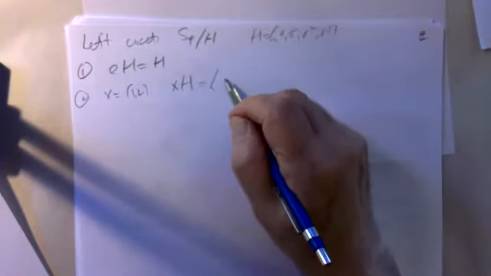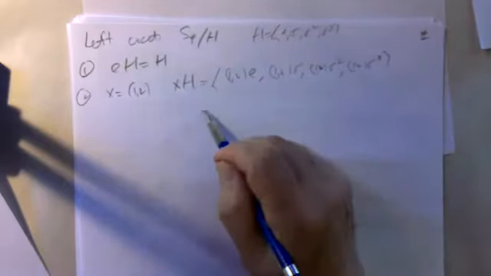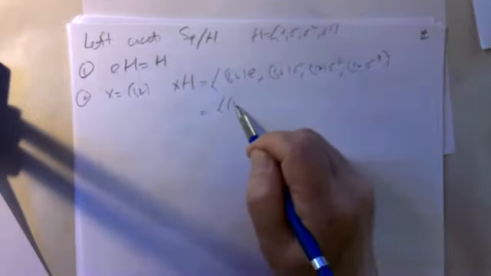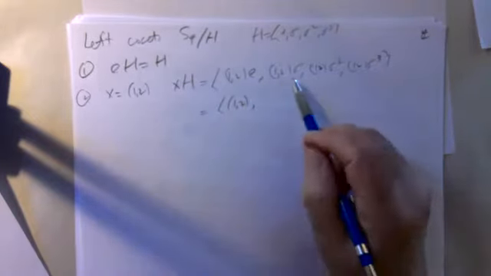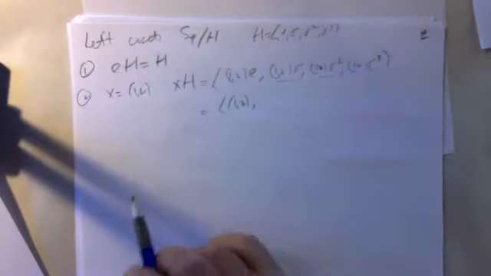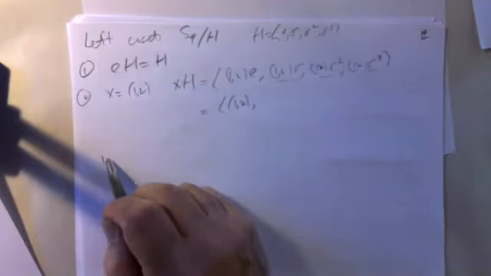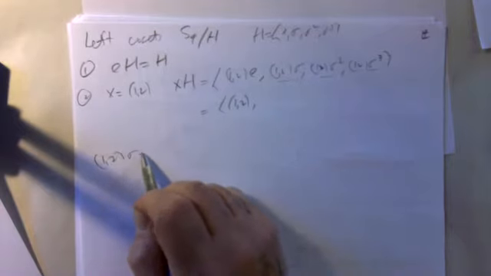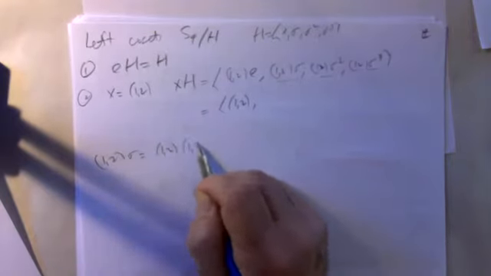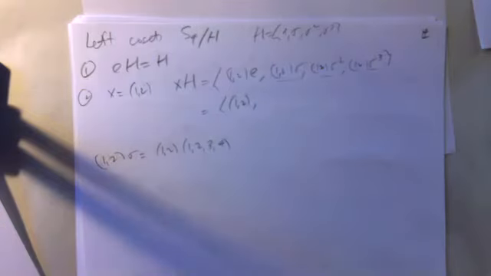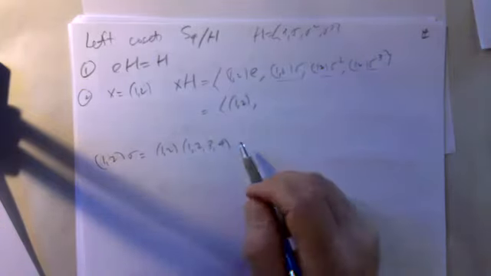So you multiply everything on the left by X. This is (1 2) times E, (1 2) times sigma, (1 2) times sigma squared, (1 2) times sigma cubed. Of course, (1 2) times the identity is just the transposition (1 2). But each of these has to be calculated. What is (1 2) times sigma? That's (1 2) times (1 2 3 4). This is the product of these permutations.